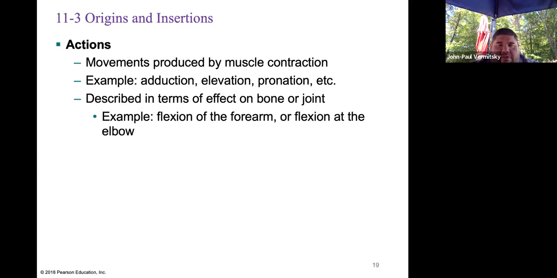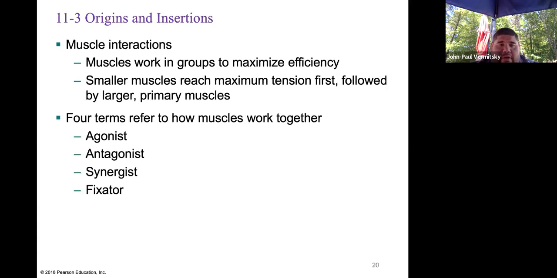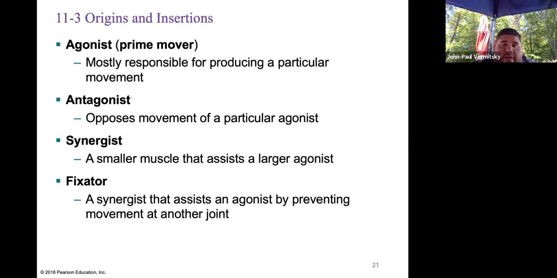They can also be described in terms of the effect that they actually have on the bone or the joint. For example, flexion of the forearm or flexion at the elbow. Muscles can also have interactions with other muscles. You can have an agonist, an antagonist, a synergist, and a fixator. So an agonist is the actual prime mover. This is the muscle that's mostly responsible for producing a particular movement.